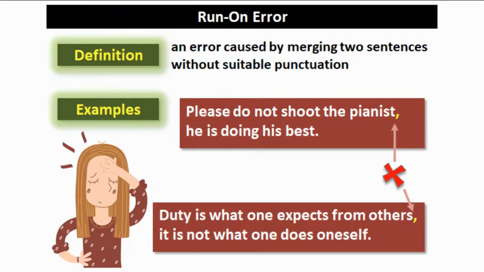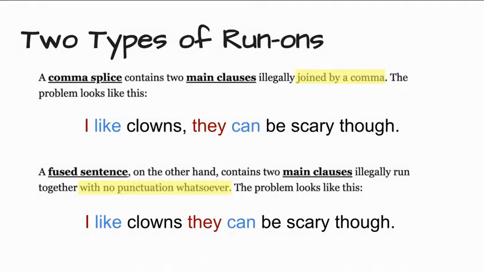All right, so let's talk about what a run-on error is. A run-on is caused by merging two sentences together without suitable punctuation. So you look at that first example, please do not shoot the pianist. He is doing his best. One of the things that you'll notice is that there is a comma here because the writer recognized that there was some sort of pause. But what we need to do is we need to think more clearly about whether that should be a pause or a full stop. So let's look at the two types of run-on sentences.